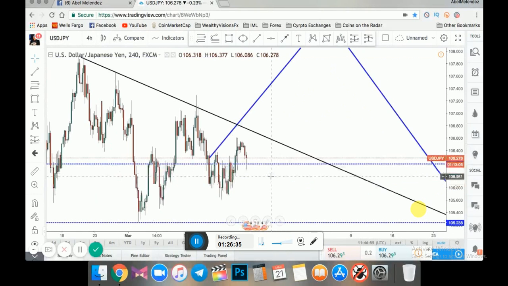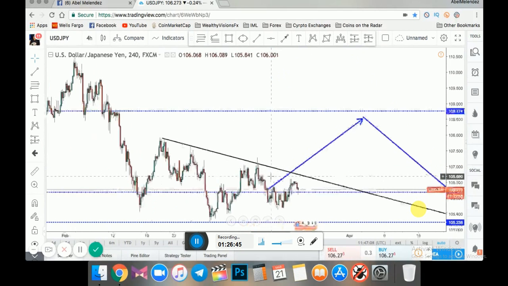And it's also breaker structure. Right? We possibly look for a buy, to eventually get up to these levels, and then look for a sell.